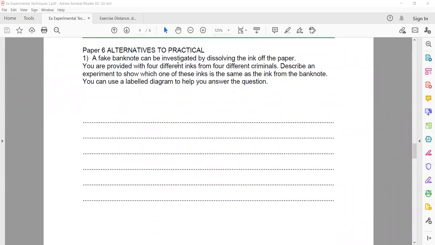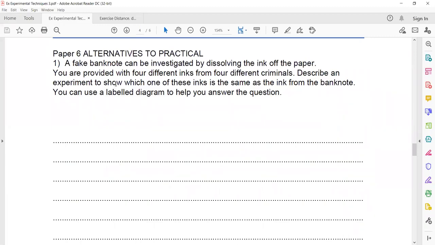In question 1, related to the alternative to practical ATP, a fake banknote can be investigated by dissolving the ink of the paper. So there is a fake banknote, and we can investigate its ink by dissolving it in water. You are provided with 4 different inks, from 4 different criminals. Describe an experiment to show which one of these inks is the same as the ink from the banknote. You can use a labelled diagram to help your answer.